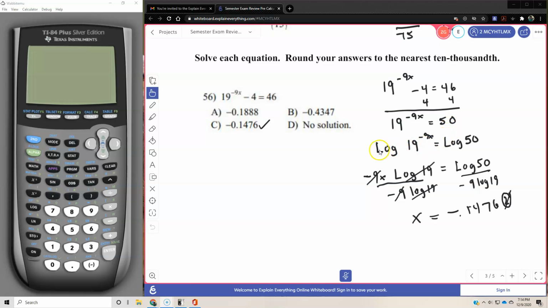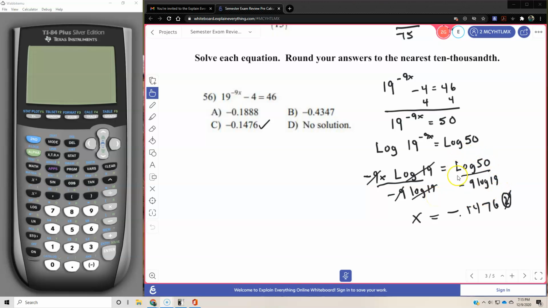The next part is to take the logarithms of both sides. So now what we have is negative 9x times the logarithm of 19 is equal to the logarithm of 50. Since we want to solve for x, we're going to divide by negative 9 logarithm of 19. So we have logarithm of 50 divided by negative 9 logarithm of 19. Remember, since there is no number in the base, by default it's base 10.